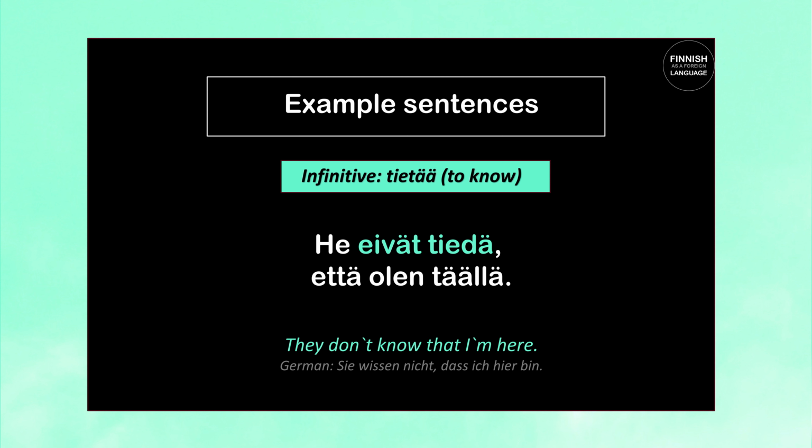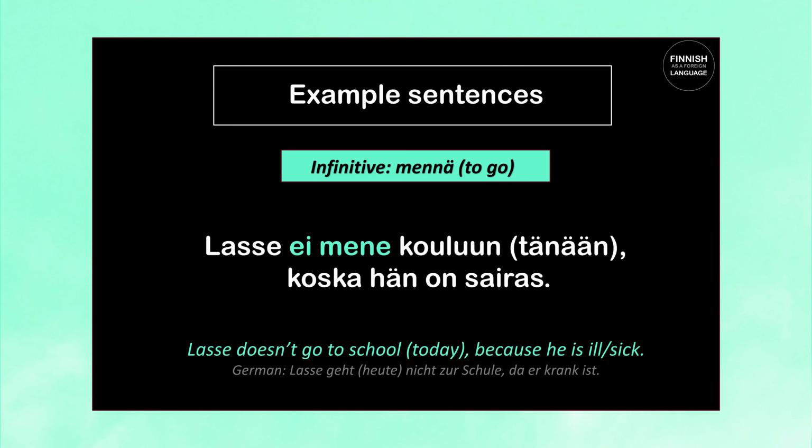First person singular present tense of the verb olla, which means to be, and täällä means here. So let's repeat. He eivät tiedä, että olen täällä. They don't know that I'm here. Next one. Lasse ei mene kouluun, koska hän on sairas. Means Lasse doesn't go to school because he's sick.